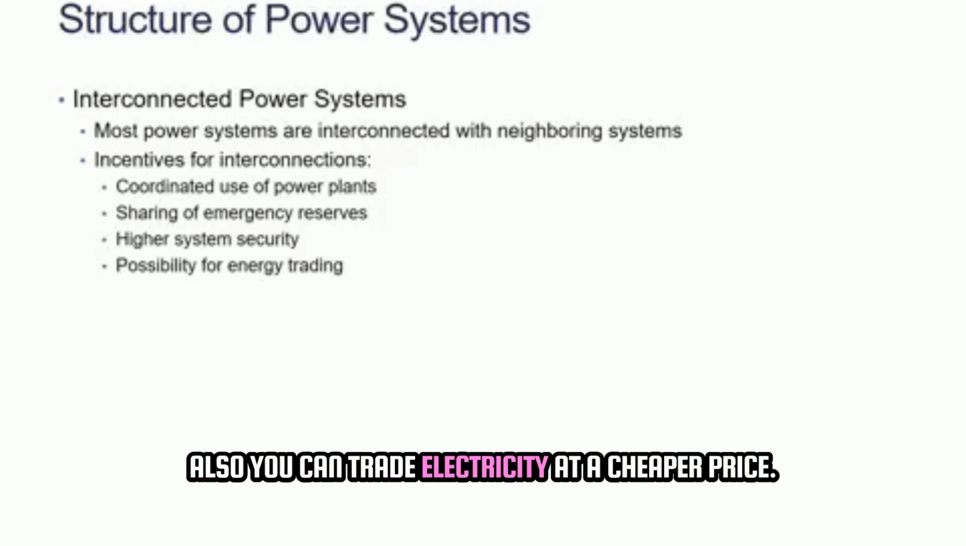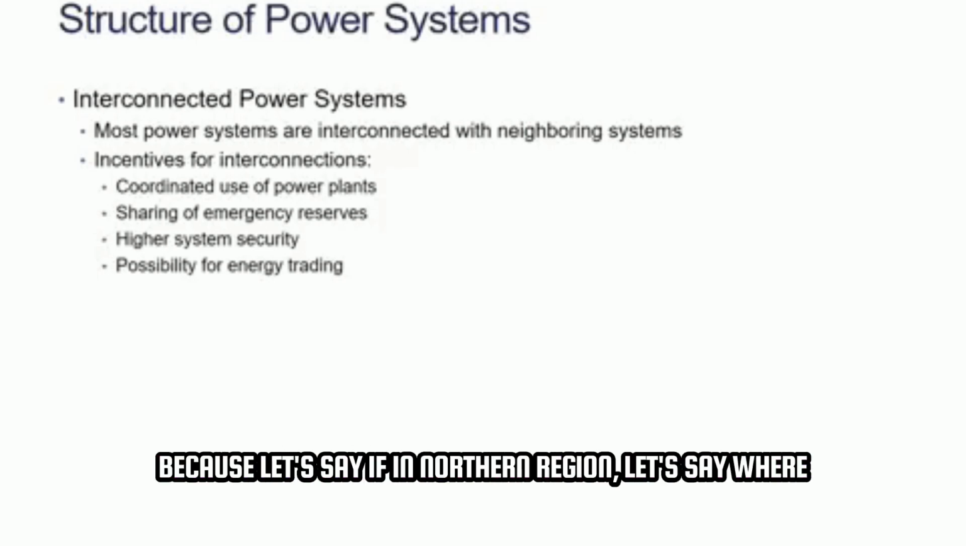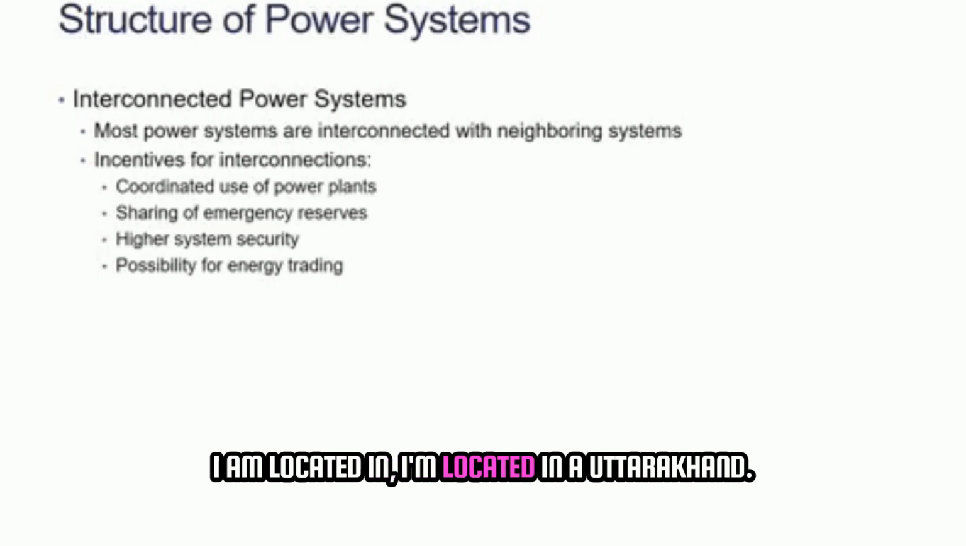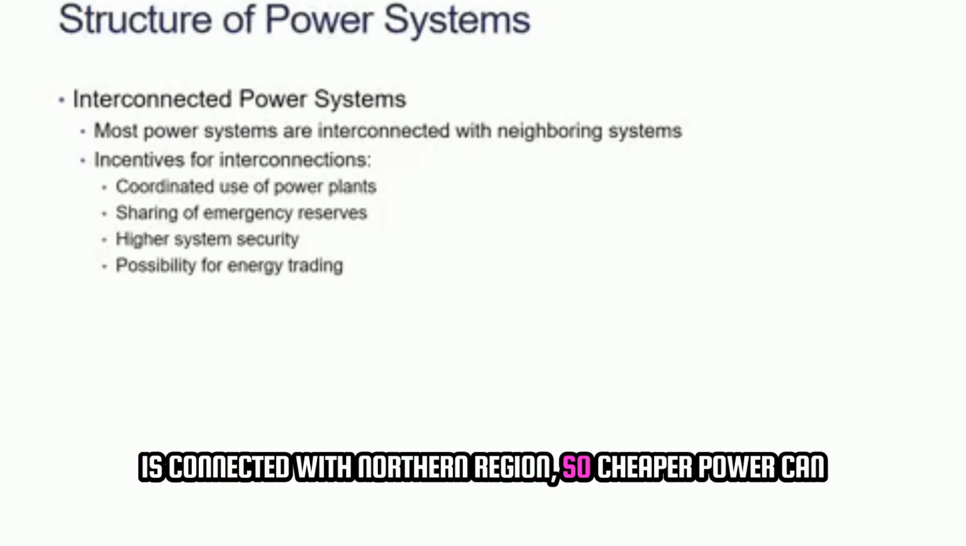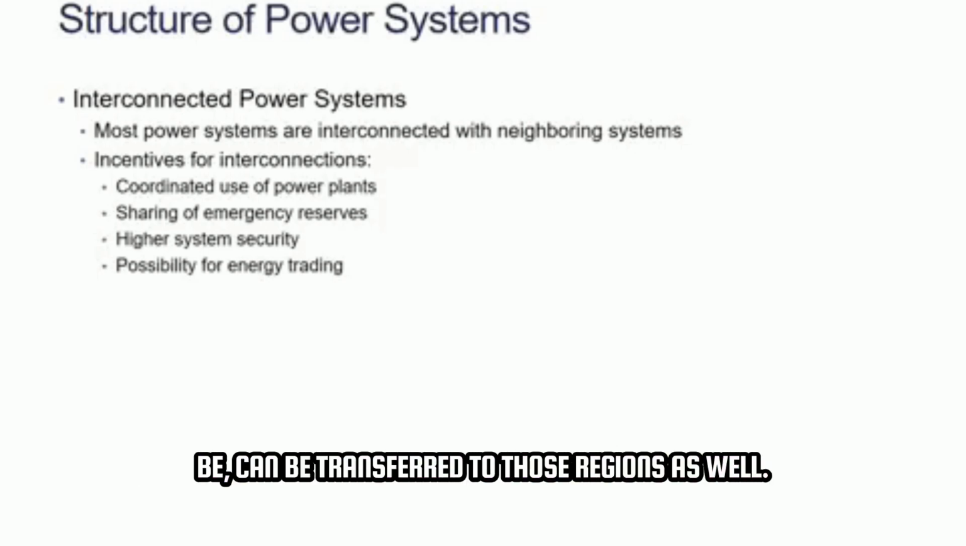You can trade electricity at a cheaper price, because let's say in the northern region, where I'm located in Uttarakhand, there are a lot of hydropower plants, and obviously hydro is cheaper. So if the eastern region is connected with the northern region, cheaper power can be transferred to those regions as well.